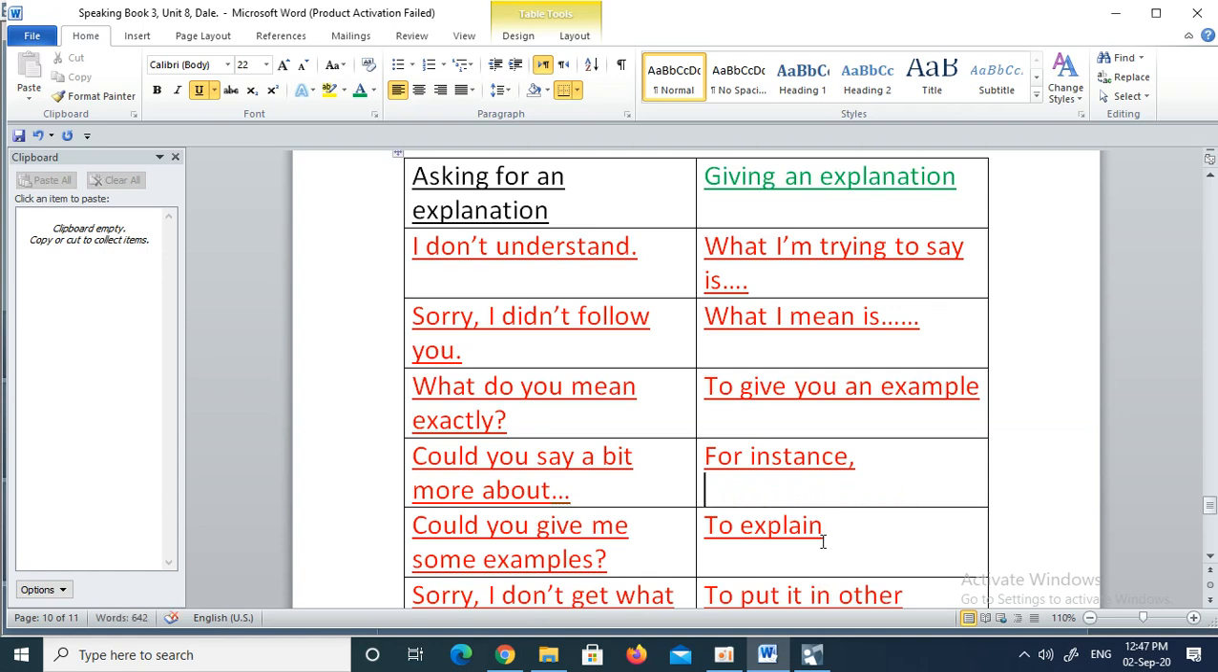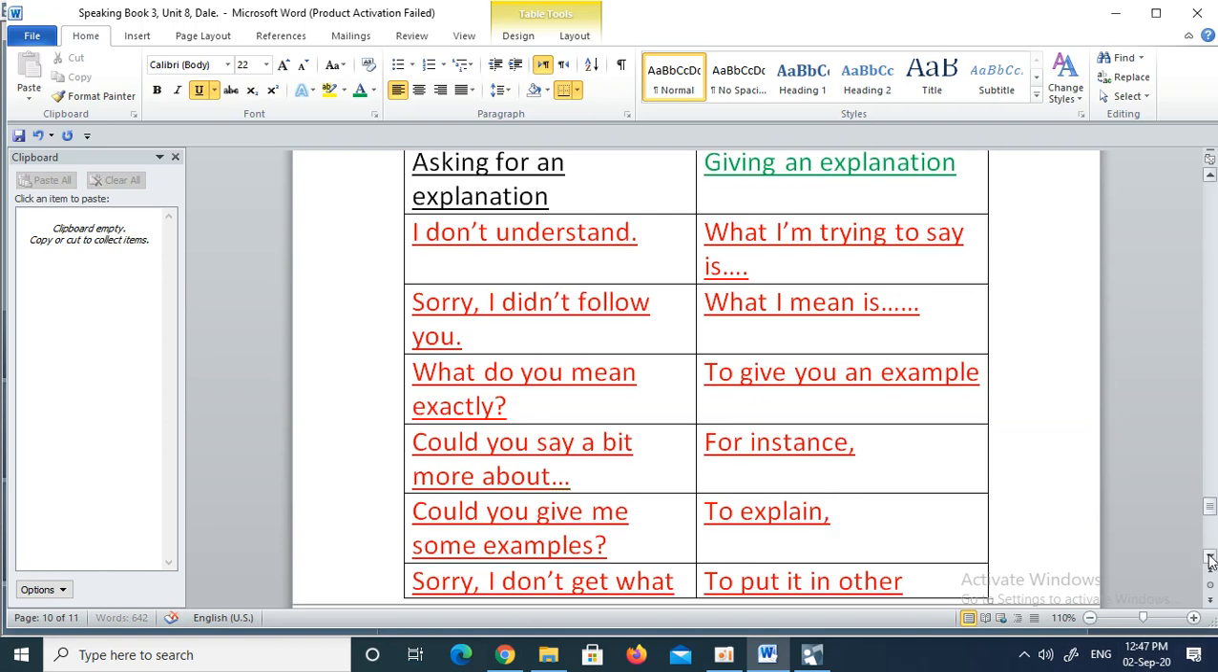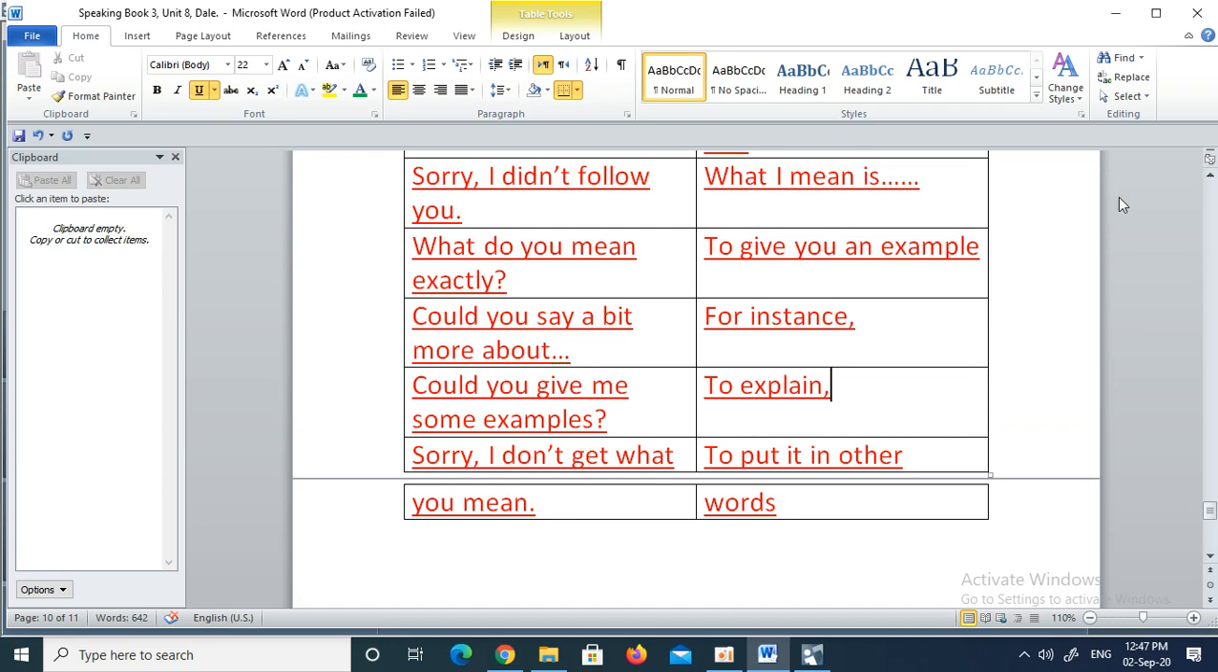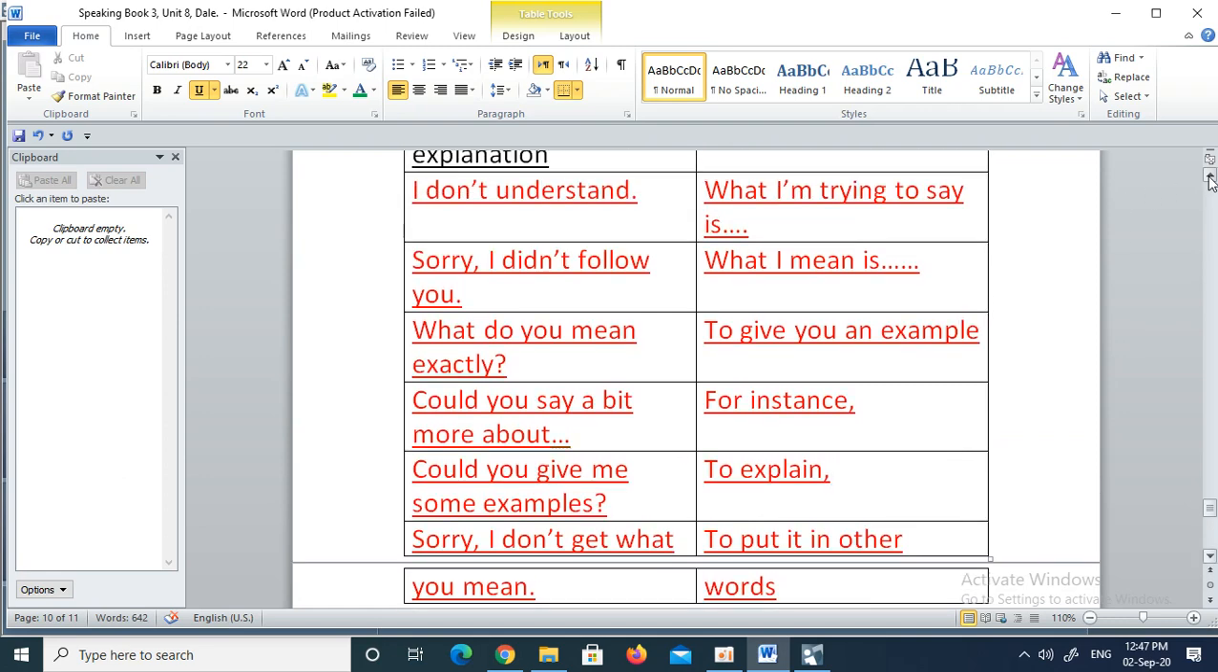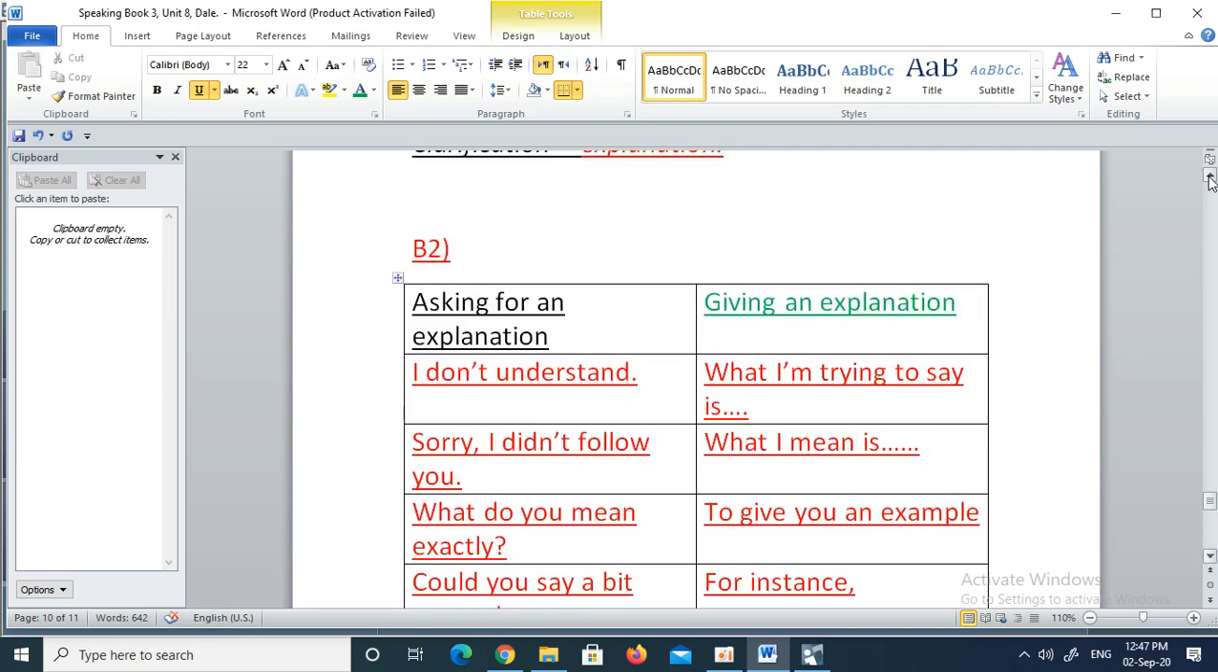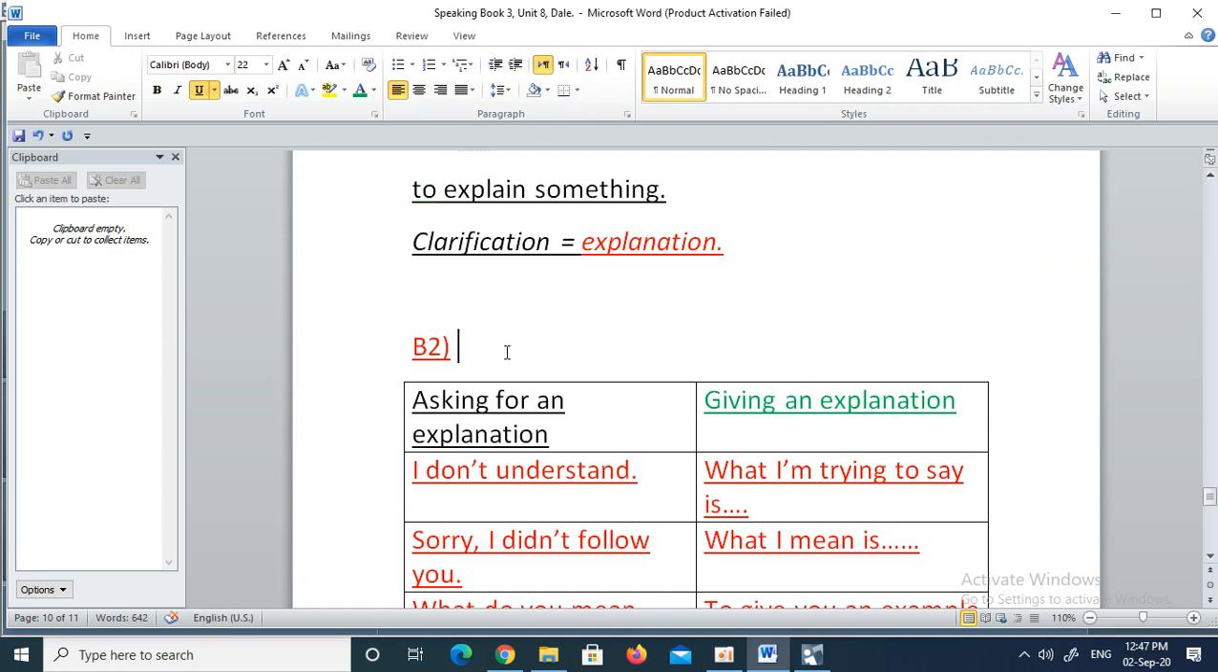I can say to explain, I can say to put it in other words. So there are lots of phrases that I can use in English to ask for an explanation and to give an explanation. Okay.